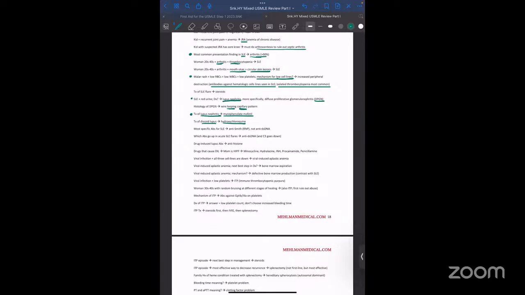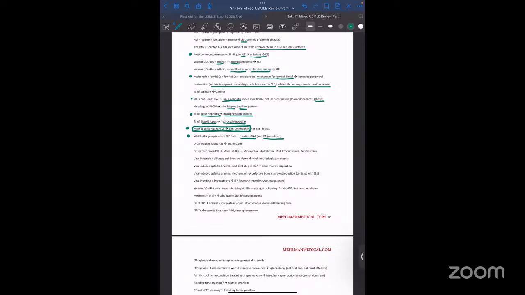Most specific antibody for SLE is anti-Smith, RNP ribonucleoprotein, not anti-dsDNA. Really? I thought they were both specific, but most specific is Smith. Mr. Smith is most specific. Which antibodies go up in acute SLE flares? Anti-dsDNA. C3 goes down. Drug-induced lupus antibody is antihistone.